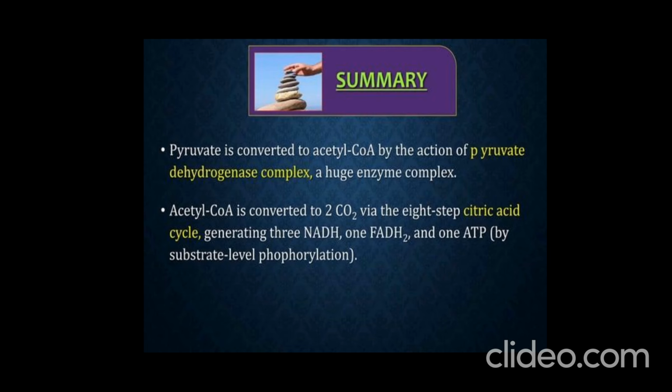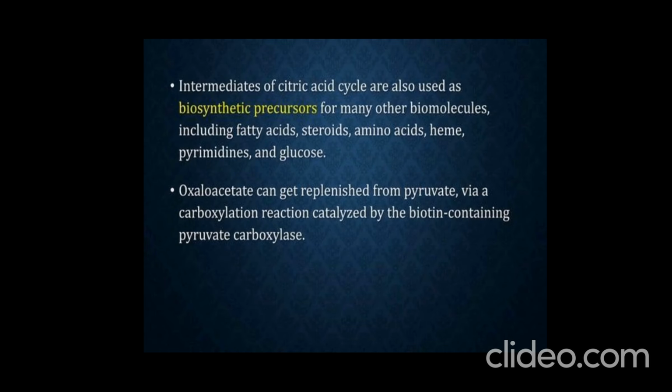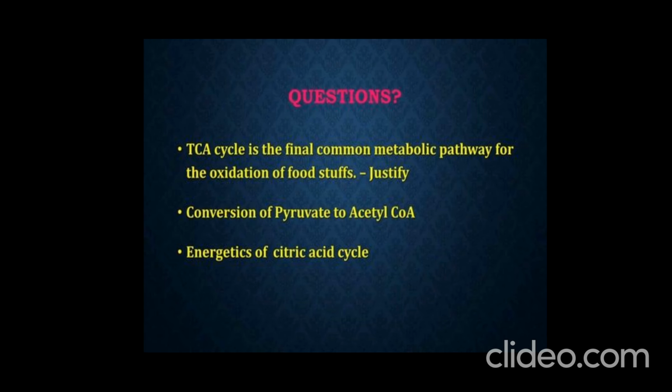Summary: pyruvate is converted to acetyl-CoA by the action of the pyruvate dehydrogenase complex, a huge enzyme complex. Acetyl-CoA is converted to 2 carbon dioxide molecules via the 8-step citric acid cycle, generating 3 NADH, 1 FADH2 and 1 ATP by substrate level phosphorylation. Intermediates of the citric acid cycle are also used as biosynthetic precursors for many other biomolecules including fatty acids, steroids, amino acids, heme, pyrimidines and glucose. The last one, oxaloacetate can get replenished from pyruvate via a carboxylation reaction catalyzed by the biotin containing pyruvate carboxylase.